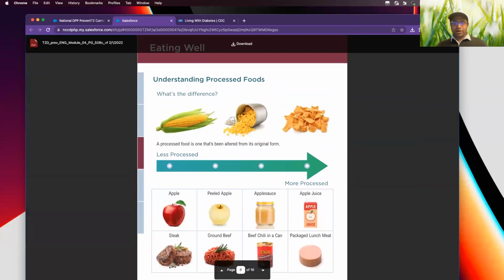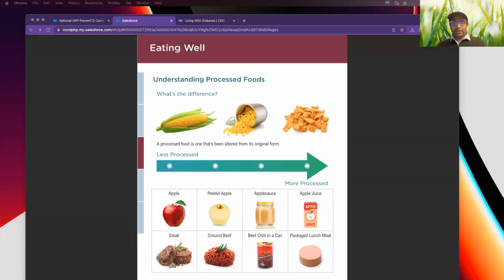All right, so before I go into that, okay, so the next one is, we went through the build, and then we went through building a healthy meal, the diabetes plate method.